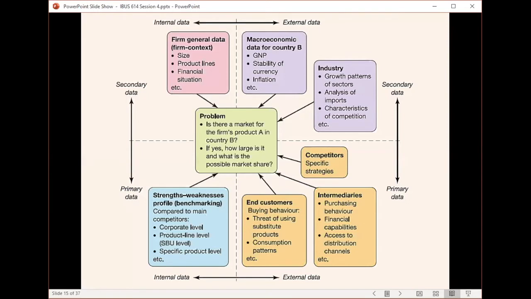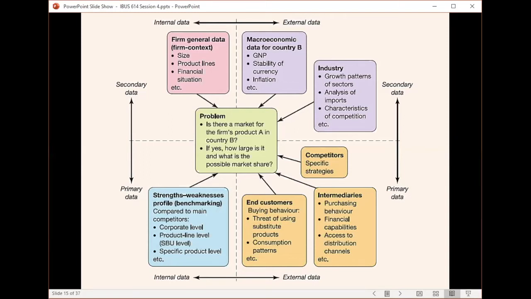We are going to read it from top to bottom because like we said, you have to look for secondary data before you go in search of primary data. So at the secondary data level, we have our problem in the middle, which is talking about whether or not there's a market for our product in the foreign country, how large that market is, and whether it's possible for us to gain market share.